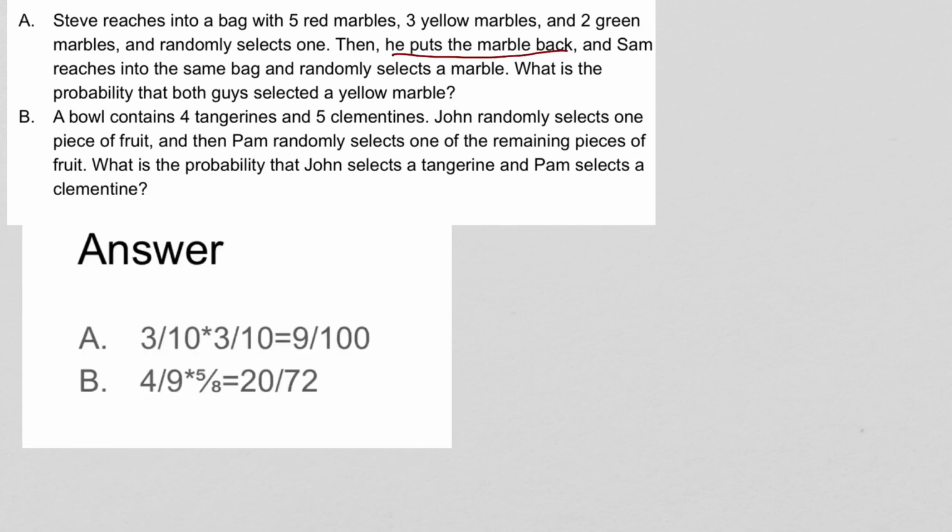A, you got 3/10 times 3/10 because he puts the marbles back, so the denominator is going to stay the same, 9 out of 100. And part B there, the fruit will decrease because John does not put his fruit back. So 4/9 out of 5/8, 20/72. So that was a review of everything we've done so far, just a quick thing.